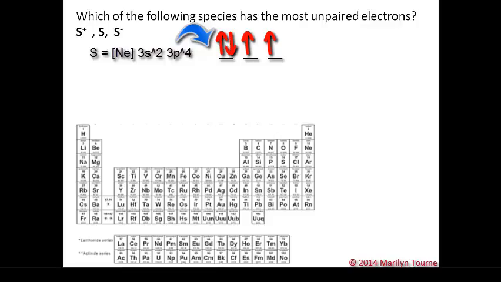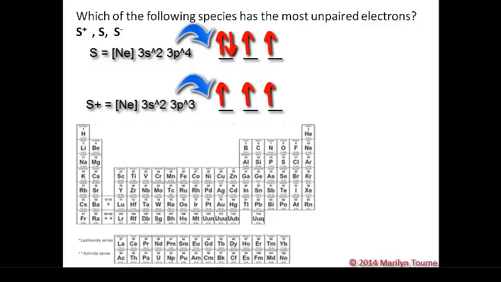I'm going to now do S plus, the cation. So what that means is that there's 1 less electron in that p orbital. Instead of being 3s2, 3p4, it's actually 3s2, 3p3. So all I'm going to have in those 3 orbitals is 1 electron spin up in each of the orbitals. So that has 3 unpaired electrons. Well, this one's winning so far.